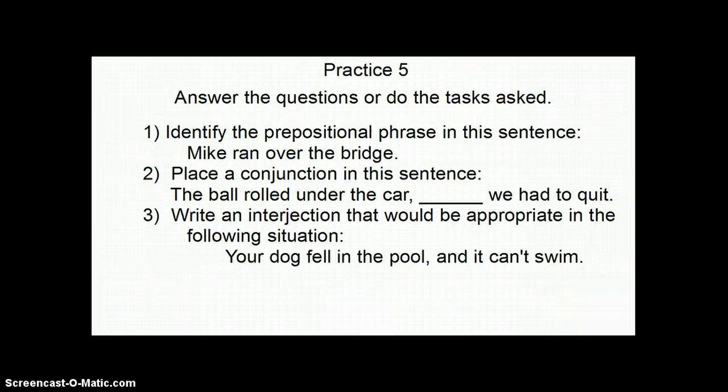Alright, final practice for this. Just answer these 3 questions. And when you're ready, go on, hit play, and we'll go see the answers.